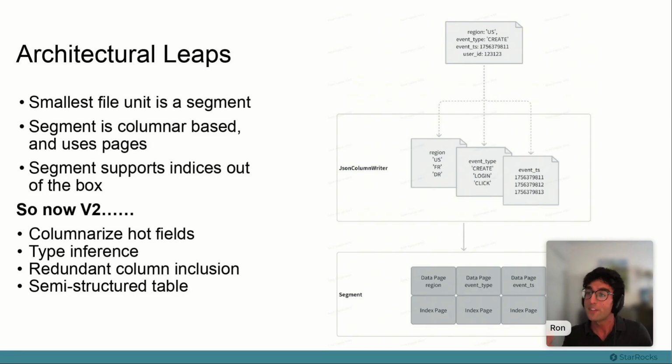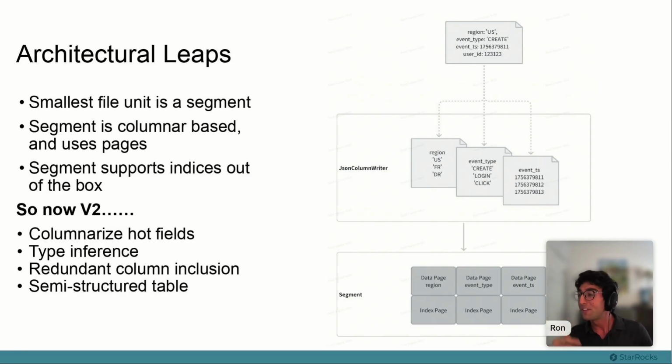Well, we have this JSON column writer class that sits in between the JSON object and the segment. That allows us to partition it over and create these columnar page mappings. So with V2, now we get to columnarize more hot fields. We get type inference. So things like your strings, we don't always have to cast or use strings to convert JSON objects to something that StarRocks understands. We can use things like ints, doubles.